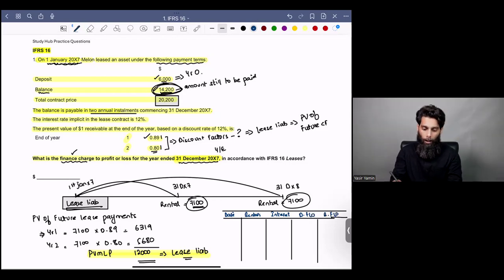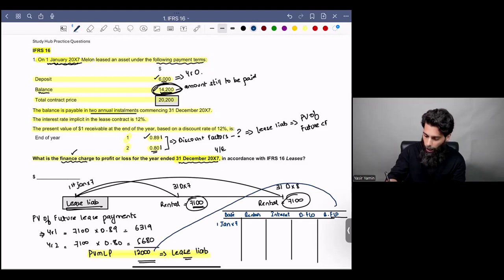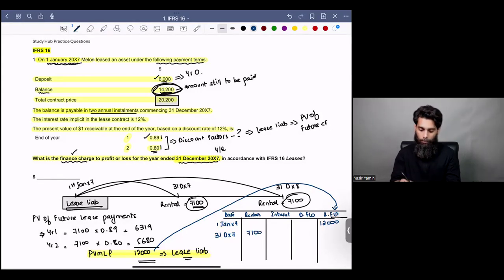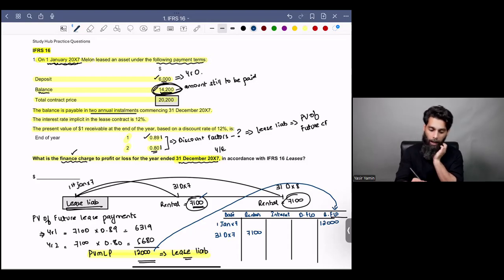Make sense? So on 1st January X7, by calculating the present value of lease liability, you would have recorded a lease liability in your books of 12,000. Our next meeting would be on 31st December X7, where you pay 7,100 as a rental. We discussed it. But that 7,100 rental would also include some amount of finance charge, and this finance charge would be based on 12%. So if you were to calculate the amount of interest, that would be 12,000 into 12%.